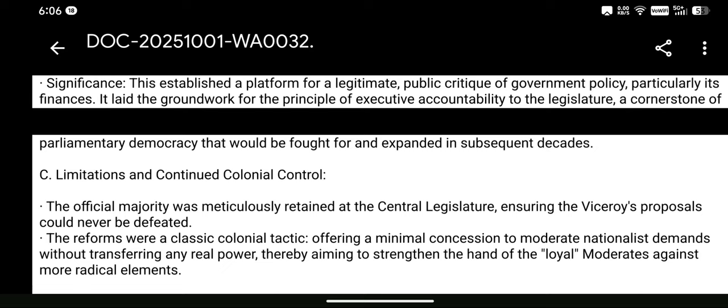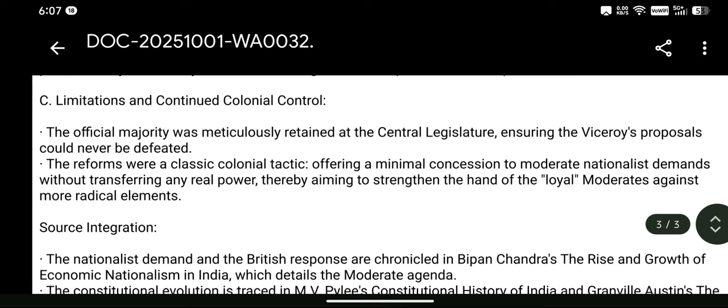Limitations and continued colonial control. The official majority was meticulously retained at the central legislature, ensuring the Viceroy's proposals could never be defeated. The reforms were a classic colonial tactic, offering a minimal concession to moderate nationalist demands without transferring any real power, thereby aiming to strengthen the hand of the loyal moderates against more radical elements.